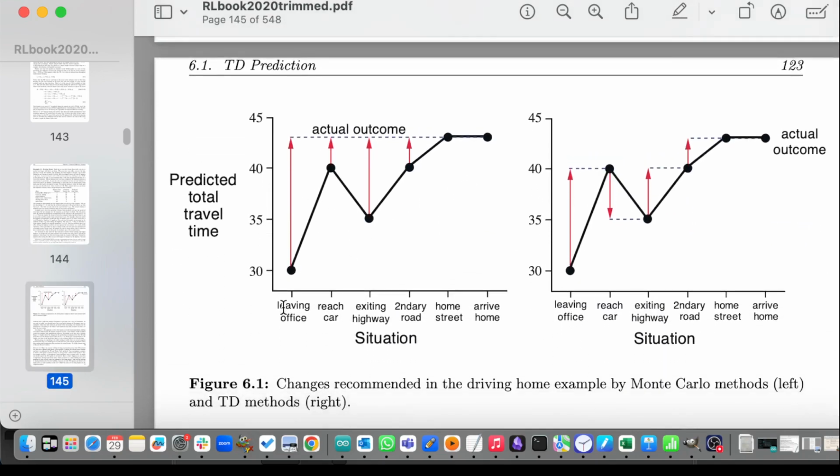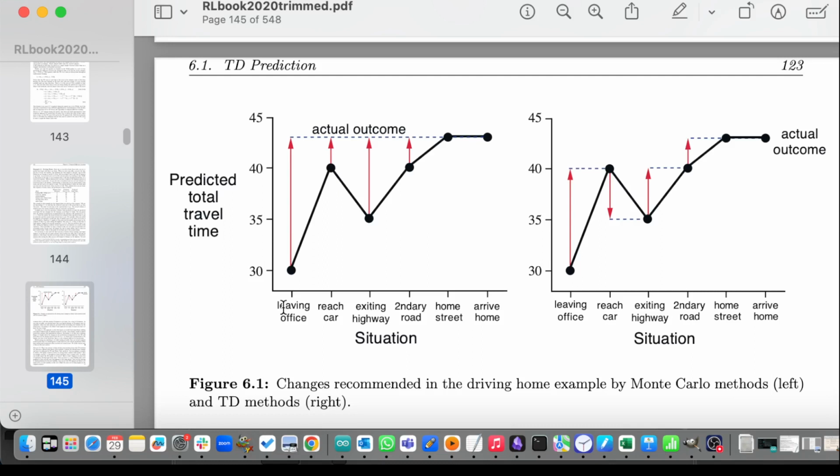And it's called temporal difference because the change in time is what you learn about. So instead of saying, I'm going to leave my office and then wait until I get home and then update according to some arrow, you can already update when you leave your office by what happened immediately after that. So you can already do this update, which is this kind of arrow.